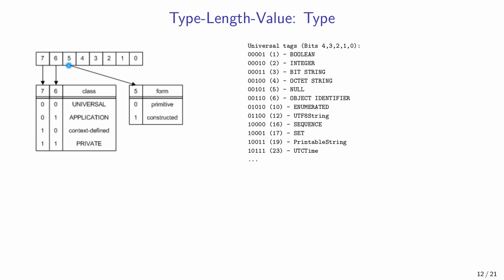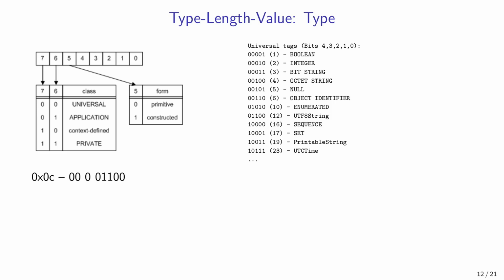The fifth bit specifies form, either primitive or constructed. Most of the standard data types are primitive. The constructed data types are those which can contain other data types inside. For example, sequence, set, and choice. The 5 rightmost bits encode the data type used. Here you can see the corresponding 5-bit values for the standard data types.